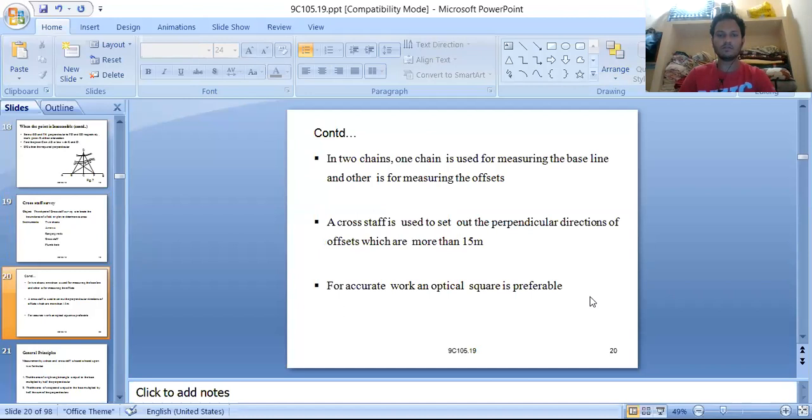Of the two chains, one chain is used for measuring the baseline and the other is for measuring the offsets. Cross-staff is used to set out the perpendicular directions of offsets which are more than 15 meters. If the offset distance is less than 15 meters, then we can set the offset by eye judgment. For accurate work of setting offsets, we can use optical square. As we have already discussed optical square, we can use it if we require more accuracy.